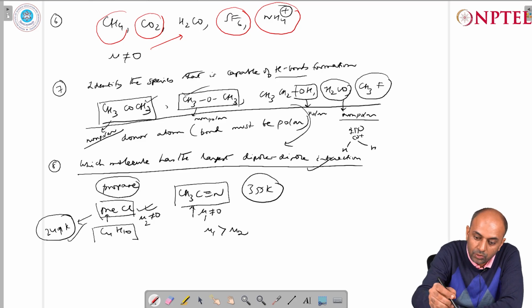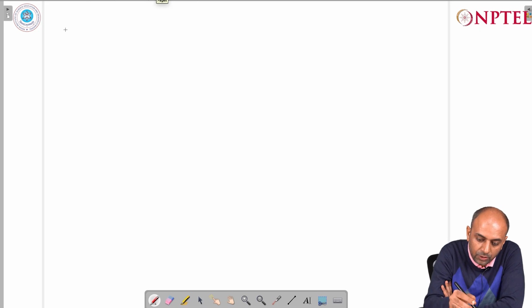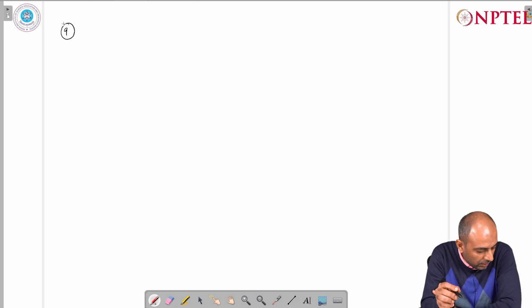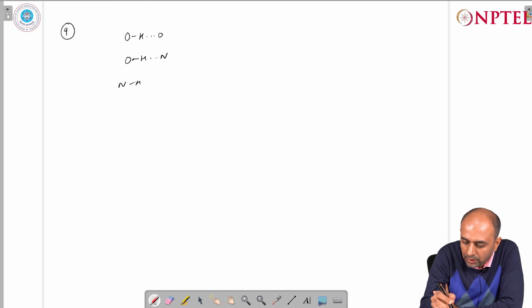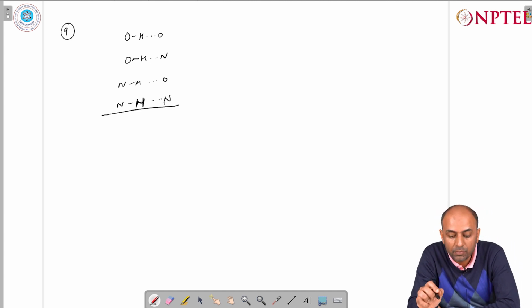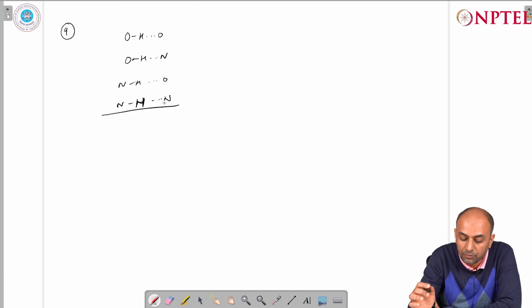And for the last few examples, I would also like to discuss. Traditionally, what are the strongest hydrogen bonds? The strongest hydrogen bonds are OHO, OHN, NHO, and NHN. These are the strongest hydrogen bonds. So whenever you have a species which has a donor and an acceptor, these are the strongest hydrogen bonds possible.